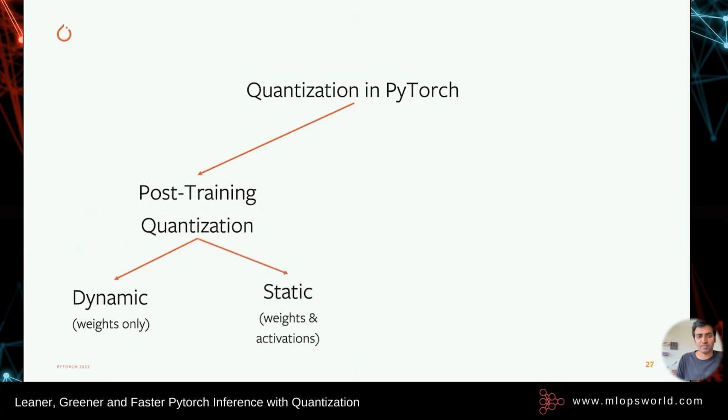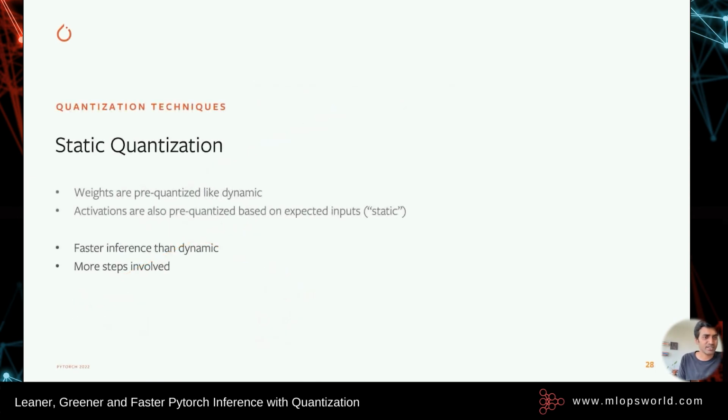And along with dynamic, you have static. This does the weights as well as the activations. So weights are pre-quantized, just like dynamic quantization, but the activations are also pre-quantized. And this is done on expected inputs. So you're doing this before you're actually deploying your model, right? And how do you quantize your activations? You use representative data to get a sense of what are the min and max values typically encountered, and then you use those to have your quantized activations in place. Because not only the weights but also activations are quantized, this inference is much faster than dynamic, but more steps are involved. In fact, quite a few more steps are involved, and we'll just see that right now.